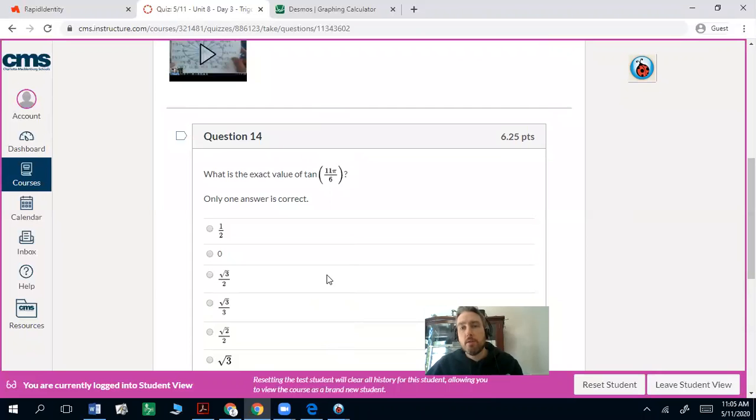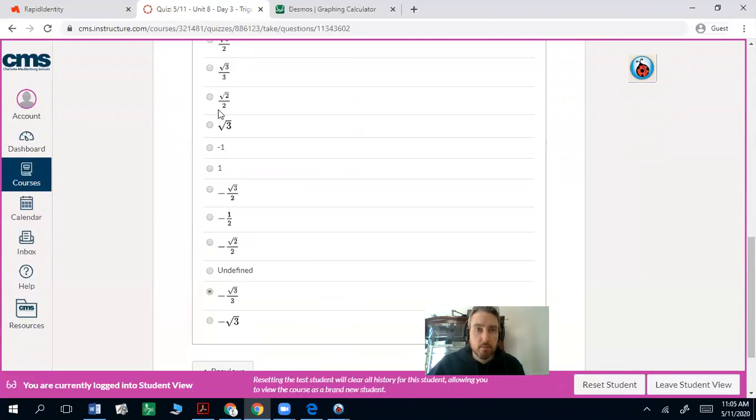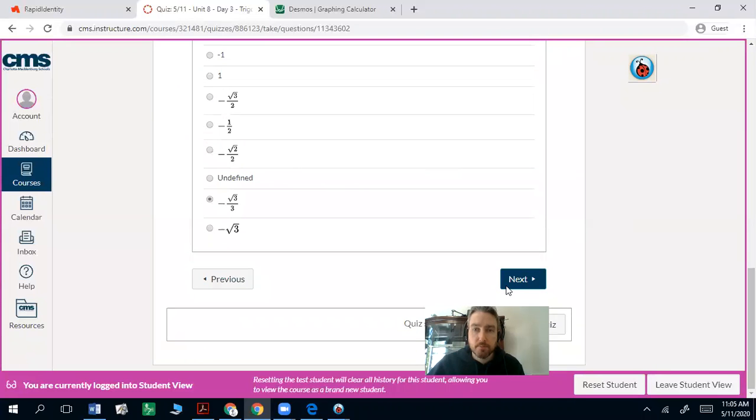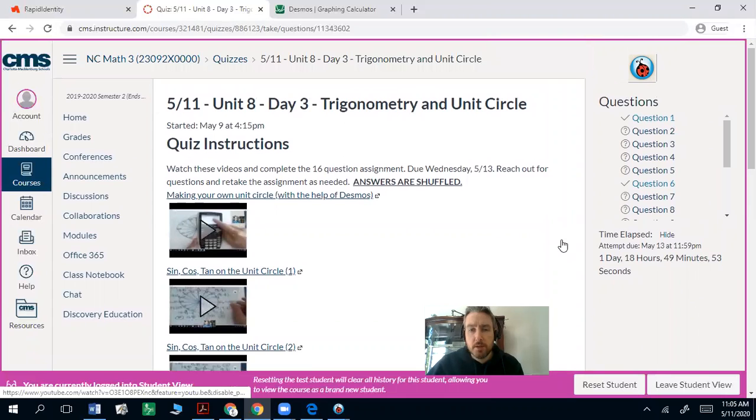So just mind your radians or degrees. Check your decimals. These are all the same answer choices, just scrambled up. You should be able to get through these. And the good news is you don't need any unit circle with that.